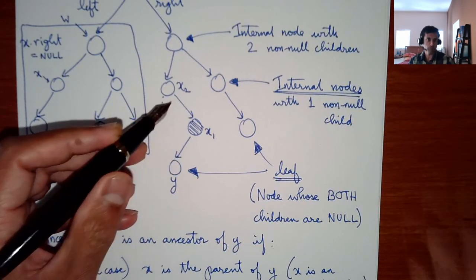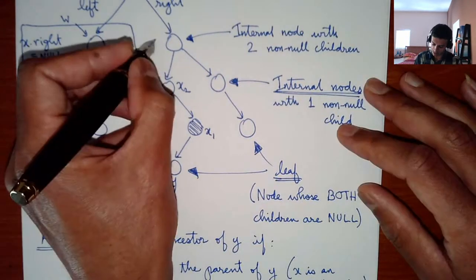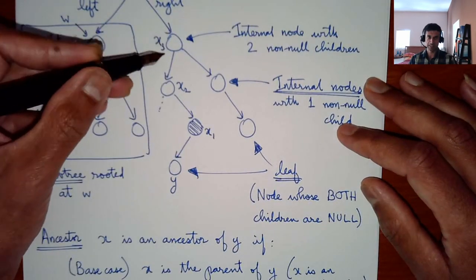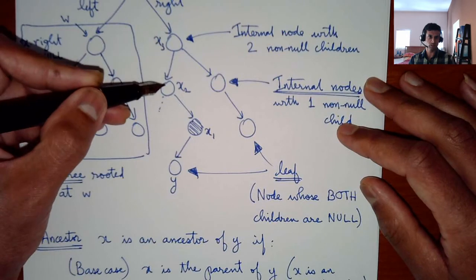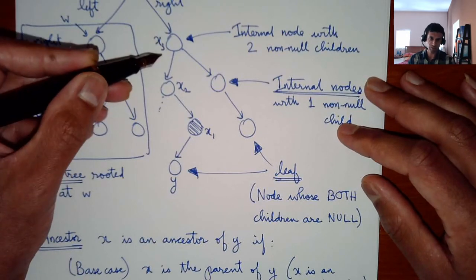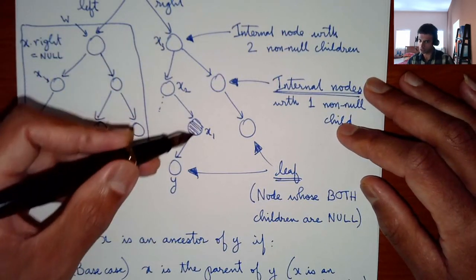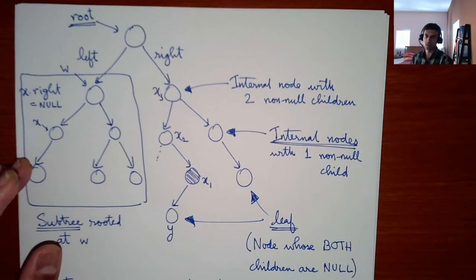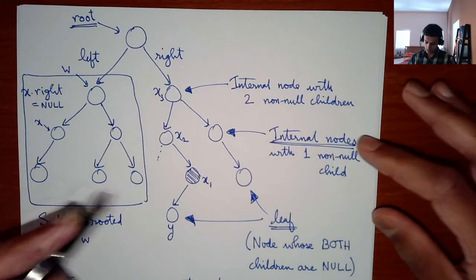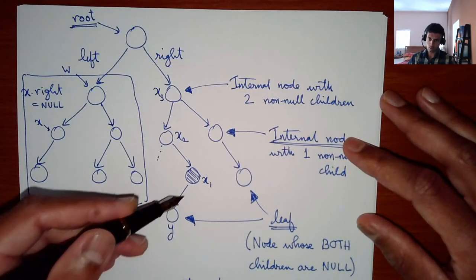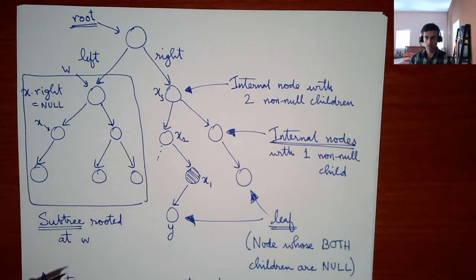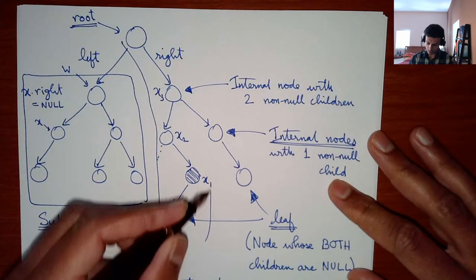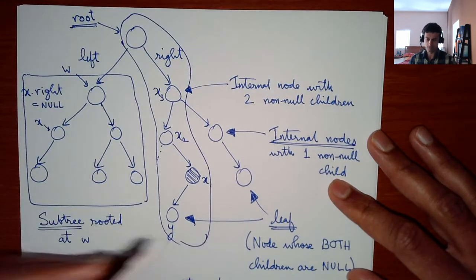The parent of an ancestor is also an ancestor, and that way X3 is an ancestor of X2, and therefore X3 is also an ancestor of X1, and it's also an ancestor of Y, and so on and so forth. Right? So all these nodes from Y all the way going up to the root, all of these are ancestors.